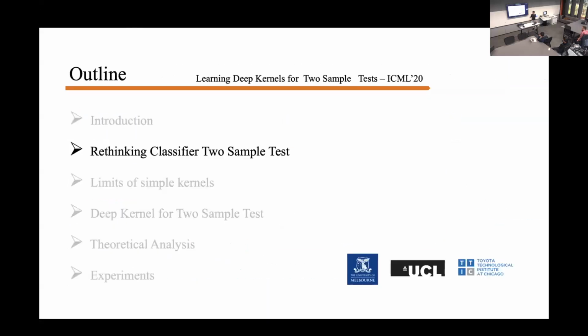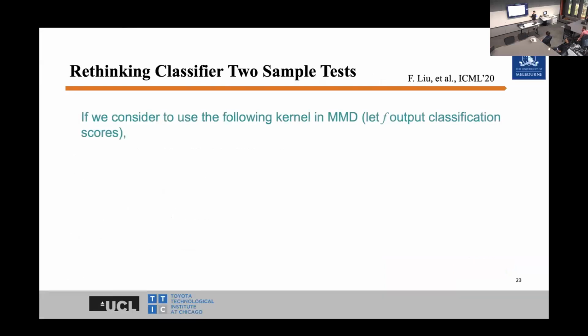Okay, now we have introduced two methods. One is called MMD, another is called the classifier two-sample test. So which one is best? Which should we follow in the future? In the next section, we'll talk about how the classifier two-sample test is actually just a special case of the kernel two-sample test, if we choose a particular kernel function.